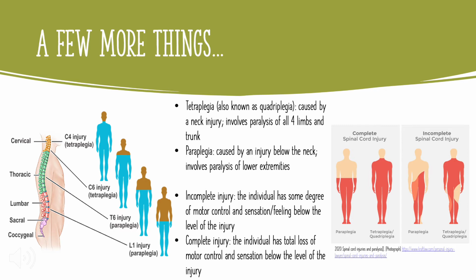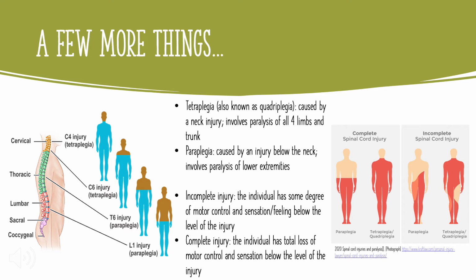Tetraplegia is the newer term for quadriplegia, though many still use the term quadriplegia. This means that the individual likely suffered a cervical or neck spinal cord injury, resulting in some degree of paralysis of all four limbs and their trunk. Paraplegia is typically caused by an injury below the neck and results in some degree of paralysis of their lower extremities, though their upper extremities usually function typically.